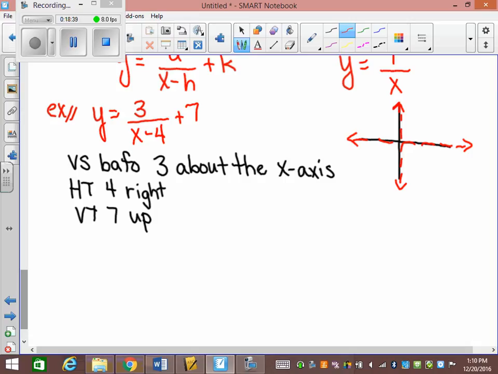So what's great about this? This is where the asymptotes normally are. This horizontal translation says the asymptote moves forward to the right. So my horizontal translation is actually my vertical asymptote. So my vertical asymptote is at x equals 4. My horizontal asymptote is normally at 0. The whole graph has been moved 7 up, so my horizontal asymptote is at y equals 7.